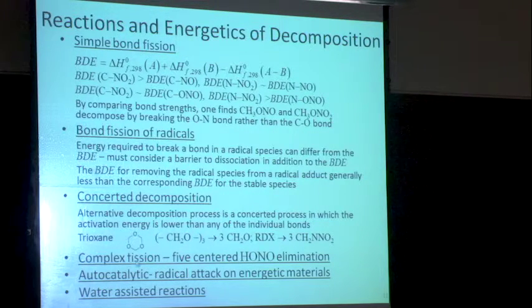Another type of process is a complex fission process. All these compounds have NO2 typically around the ring structure. And what the NO2 can do then is wrap around to form what's referred to as a 5-membered complex. The oxygen atom on the end of the NO2 can basically grab a hydrogen atom from one of the carbon atoms and eliminate HONO as an initial step. And I'll show you an example of that as well.